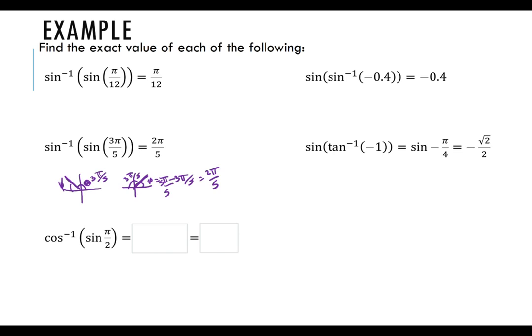Then cosine inverse of sine of pi halves. Well, that's going to be cosine inverse of 1. And so what is cosine inverse of 1? Well, cosine inverse of 1 is actually going to be 0, right?